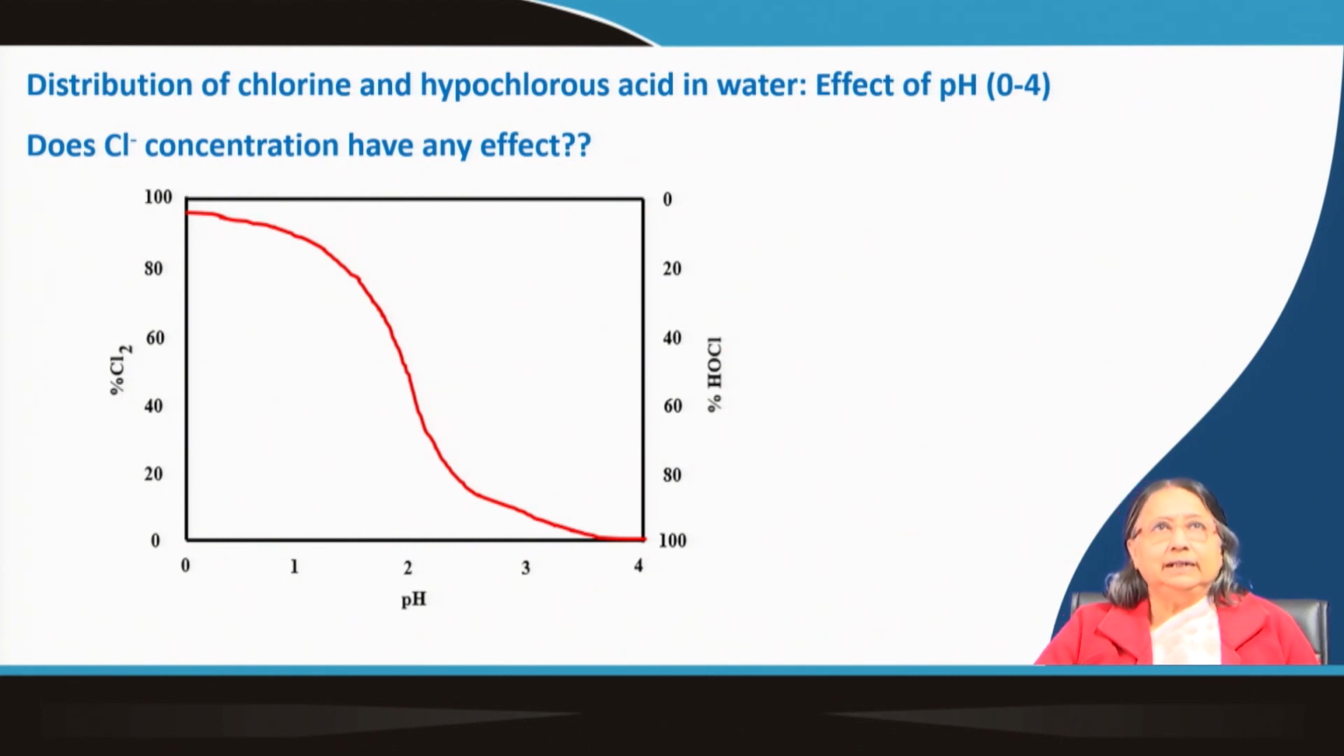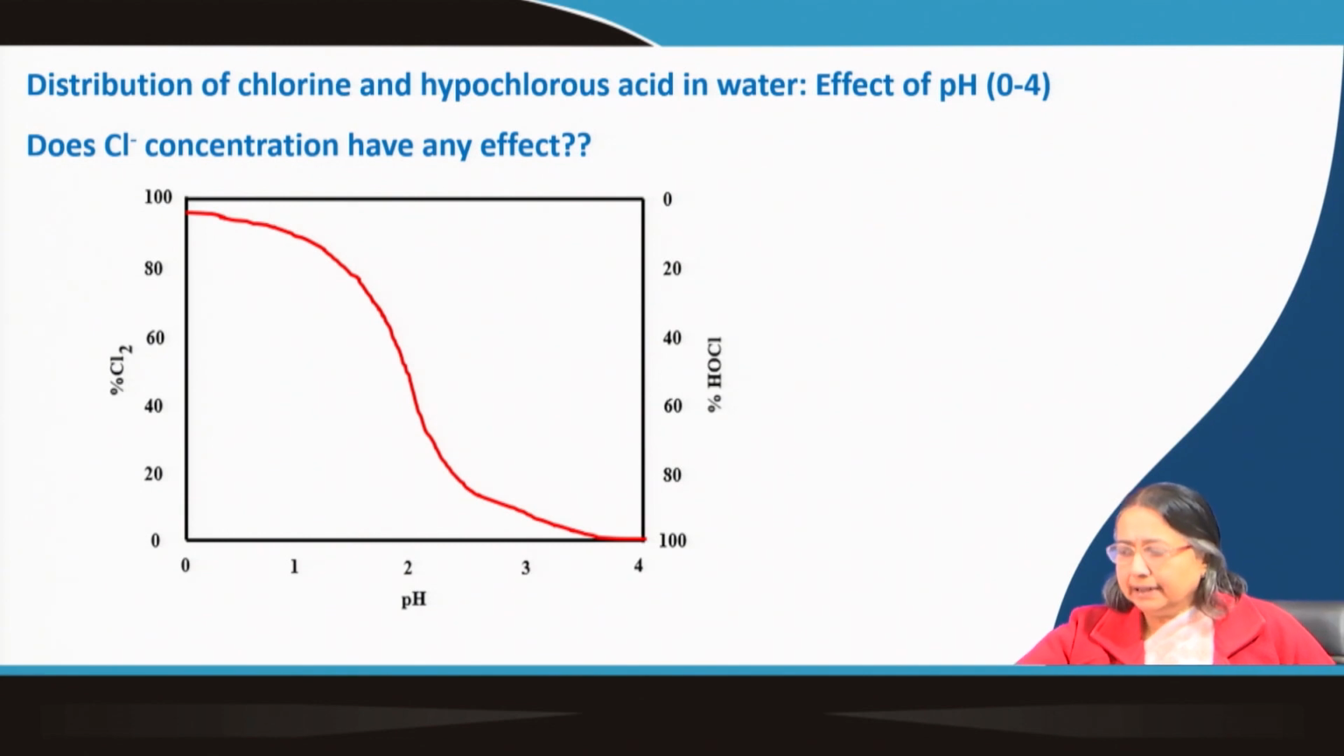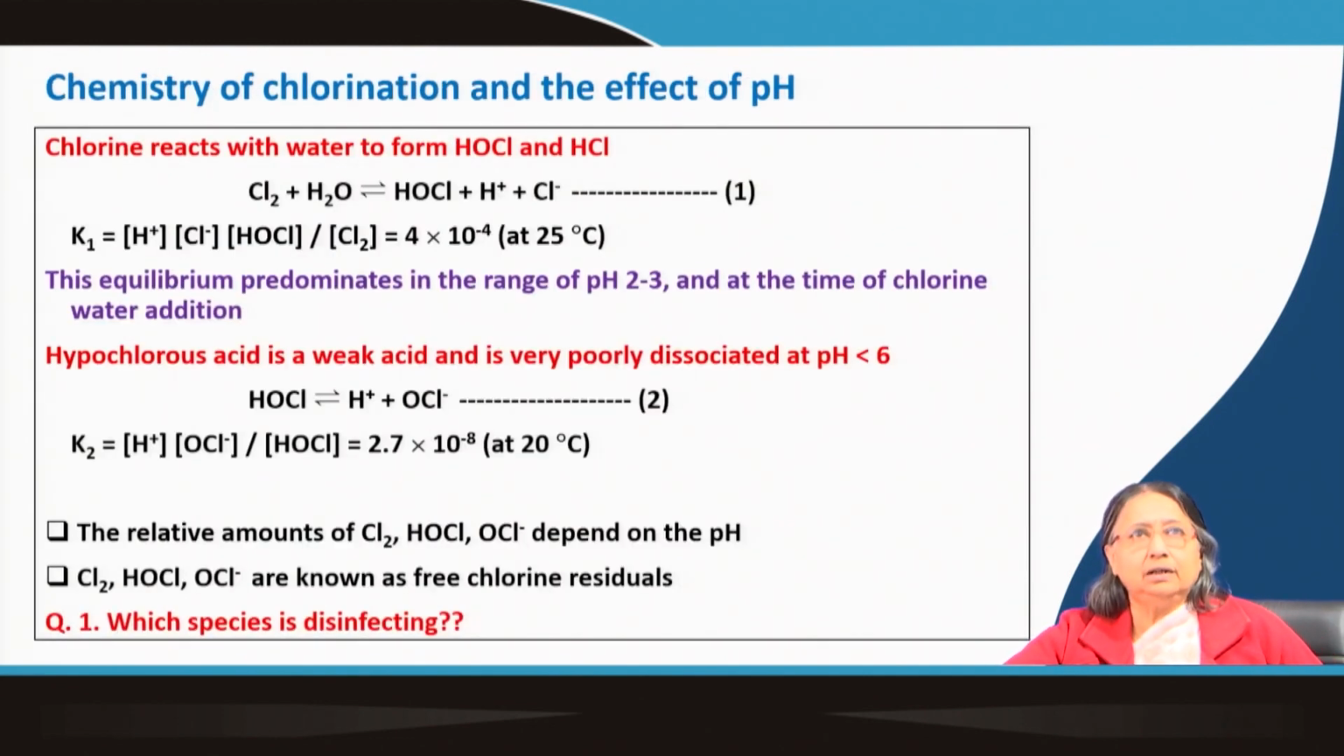Why it is important? Because to get the disinfection, what pH will you choose, lower pH or higher pH or medium pH, that is the question. And also if our water has a certain pH, at that pH how effective the disinfection process will be, that is also important. Now, there is another effect, the effect of chloride also.